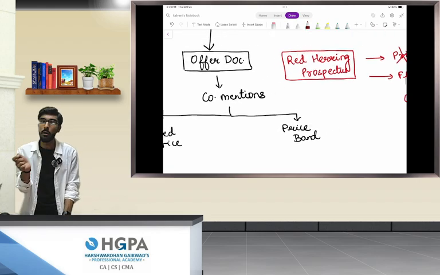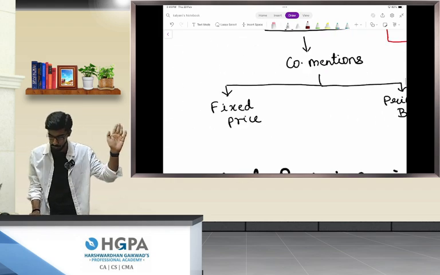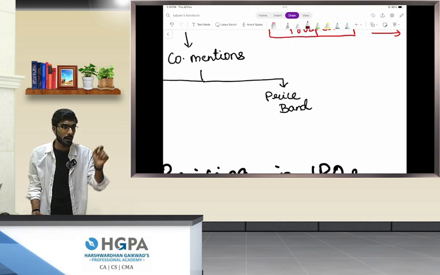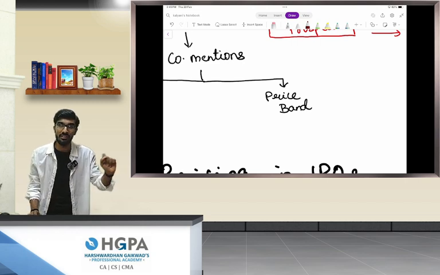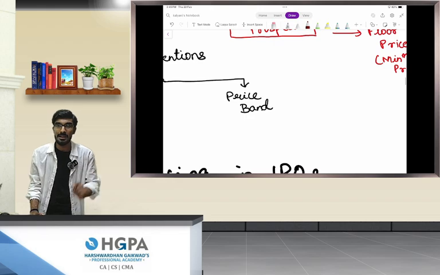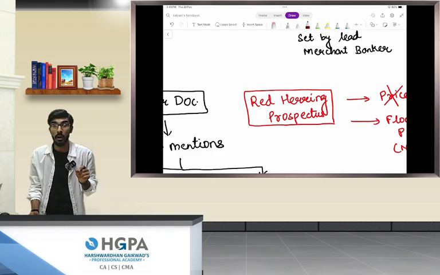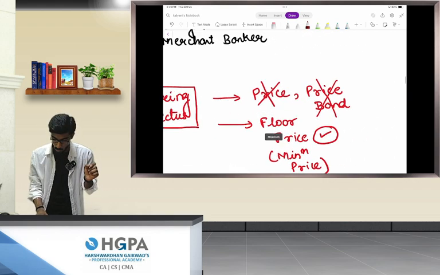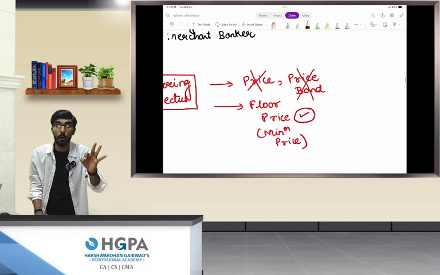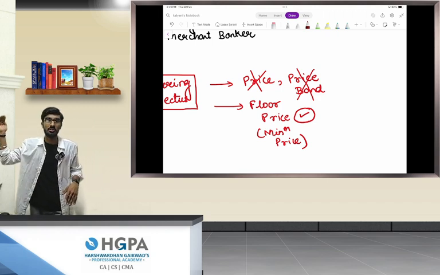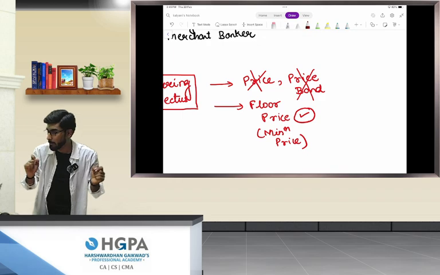Now there is one more type of pricing, people. Over here, price is fixed, there is no confusion. But in a price band, the lower range is mentioned, the upper range is mentioned. But there is an offer document called the red herring prospectus, whereby there is no price, there is no price band. There is only the floor price, that is the minimum price, mentioned. There is no maximum price limit. That is called a red herring prospectus.